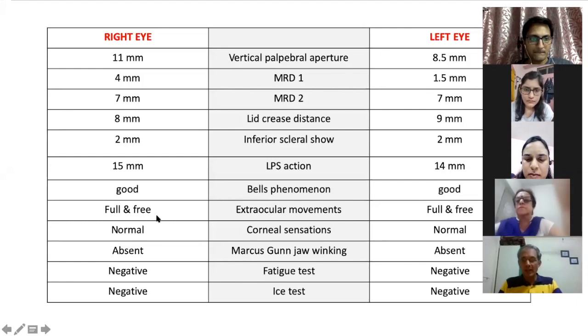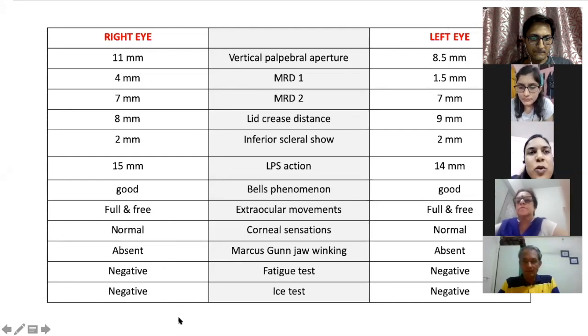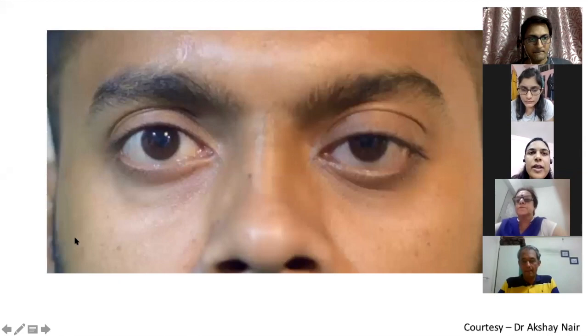Here you have said the extraocular movements are normal, right? Full and free. Yes. What muscles are commonly involved, especially in case of congenital ptosis? So in congenital ptosis, there is an association of superior rectus palsy in 6% of patients. So before undergoing a ptosis surgery, one should correct the hypertropia of the patient. Only after that, ptosis must be corrected.